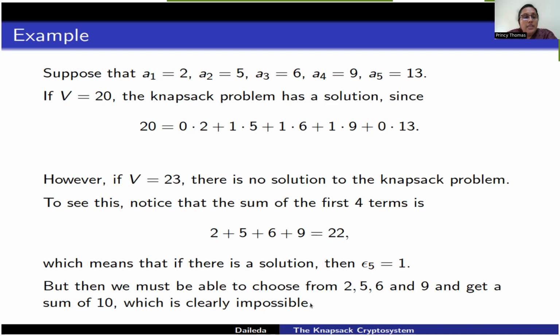And if we try to remove, we must be able to choose one of these numbers in such a way that it is either 1 or 10. Okay. So whatever combination we take for these epsilons, epsilon 1 to 5, it is not going to give us the sum 23. So there is no solution for V equal to 23. Okay, so this is just an example of a knapsack problem to show you that it's not an easy problem.